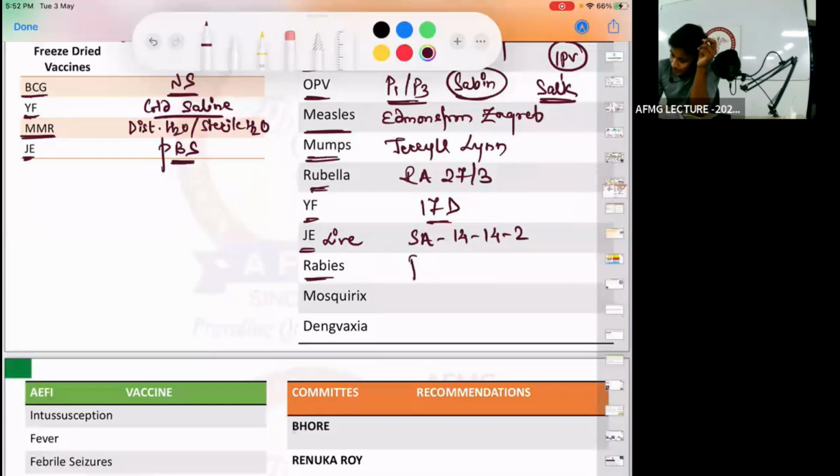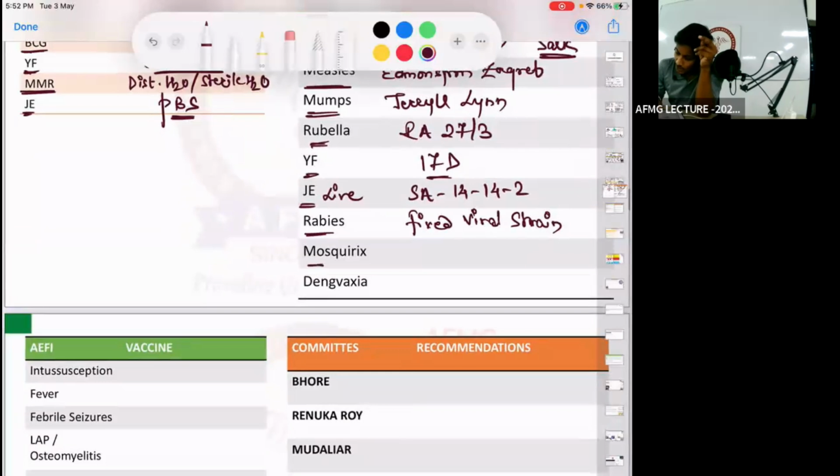Rabies it is fixed virus strain. Then Mosquirix is the first licensed anti-malarial vaccine. And what is the strain? RTS,S. What is the strain of Dengvaxia? Dengvaxia is the dengue vaccine. CYD-TDV.